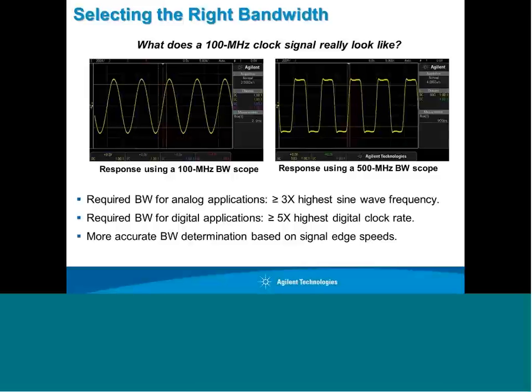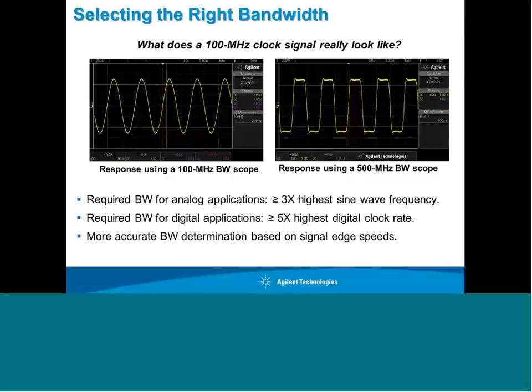Well, if you have pure analog applications, this is a rule of thumb that's been around for many, many years. 3 times the highest sine wave frequency is typically sufficient. That's where the frequency response is still in its very flat area of the frequency response curve. But most applications today that people use scopes for are digital applications. And our first rule of thumb is, well, select a scope that's 5 times the highest digital clock rate. That'll allow the scope to capture up to the fifth harmonic, as we're showing in this example.